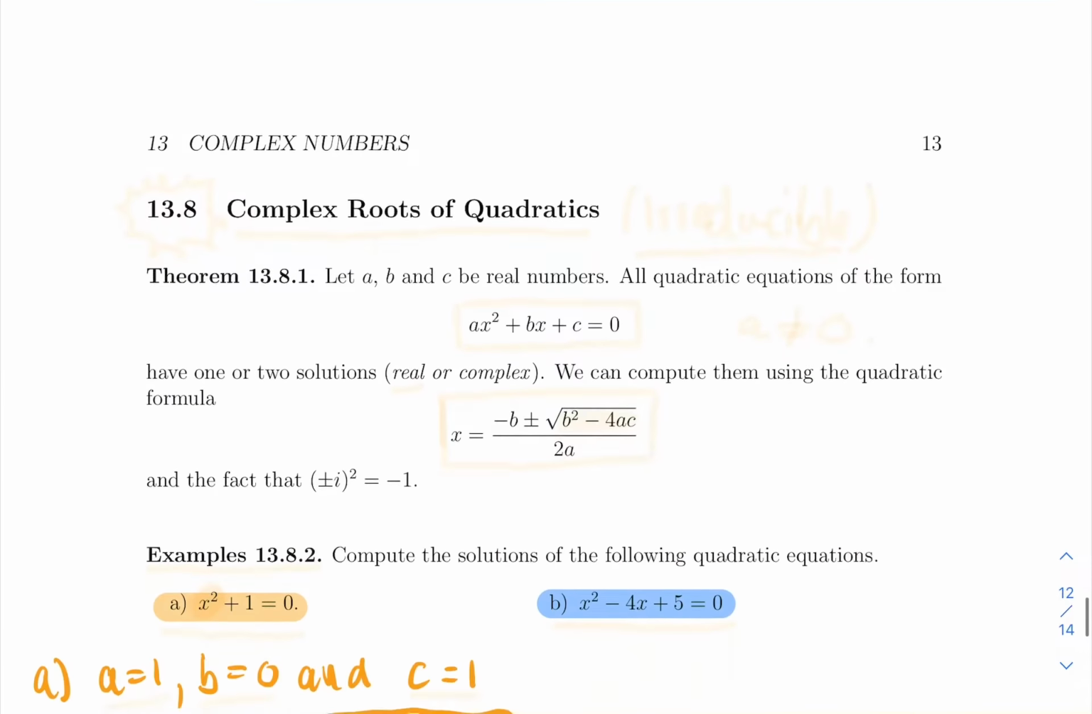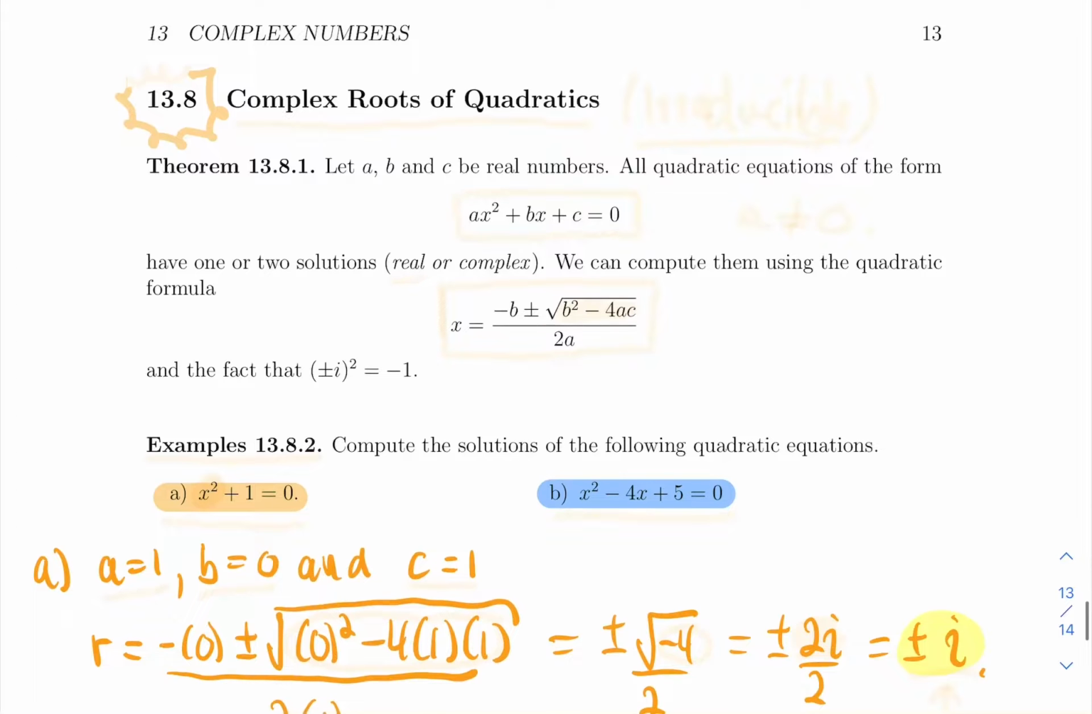All right, one more application to wrap up this chapter. At 13.8, we're going to talk about complex roots of quadratics. In particular, I'm really talking about irreducible quadratics, because if your quadratic is reducible, then you can compute roots using what you've learned before.